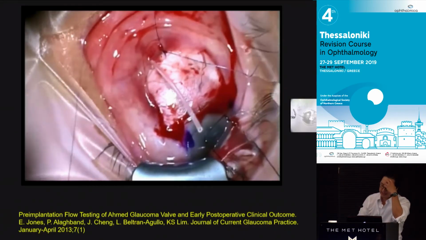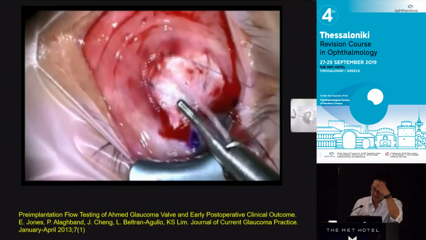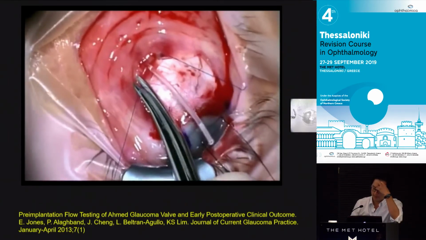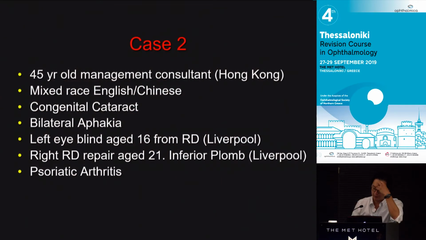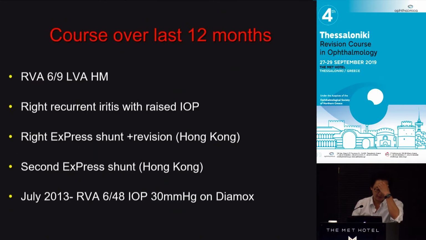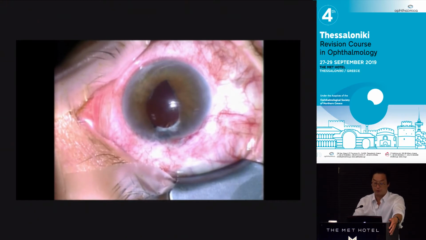So another case is a similar sort of case of a much older gentleman, 45, with congenital cataract, aphakic glaucoma, blind in one eye, right eye, multiple retinal detachment repair, psoriatic uveitis. Pressure when it came to me was very, very high. Had 2 iStent implants done in Hong Kong. Pressure was 30 when I saw him despite Diamox. So in this case, what would you do?